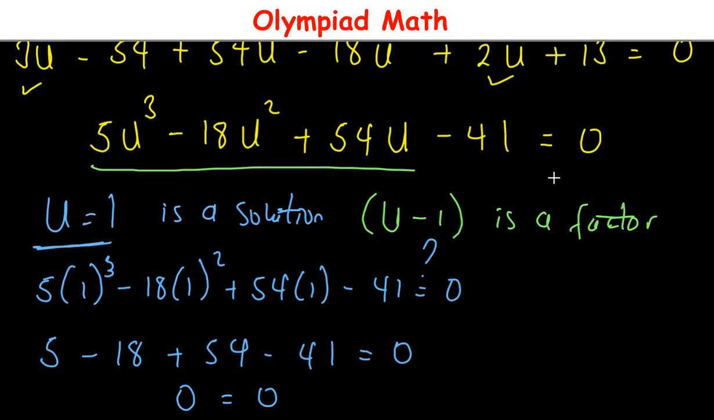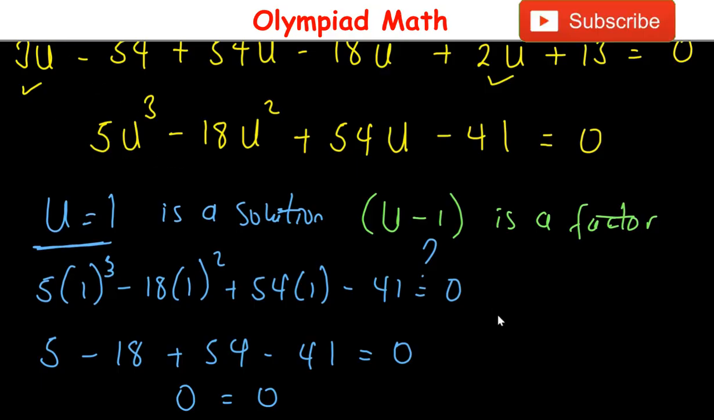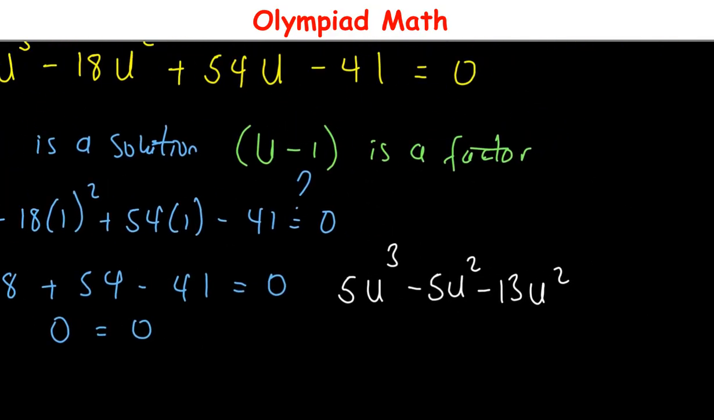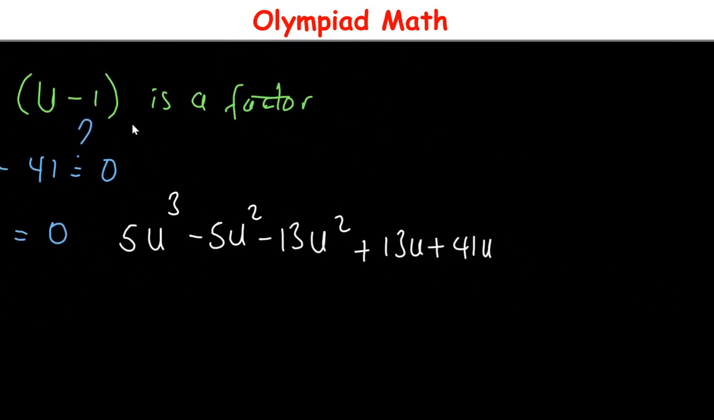Now, this equation can then be rewritten as this. We have 5u raised to power 3, then minus 18u squared can be written as minus 5u squared minus 13u squared, and then plus 54u can be written as plus 13u, then plus 41u, then minus 41. So right here, we have minus 41 equals 0.